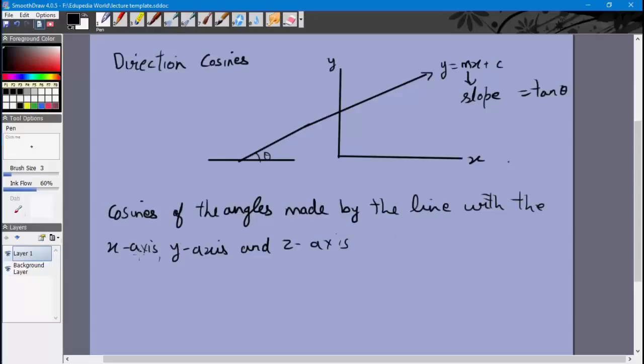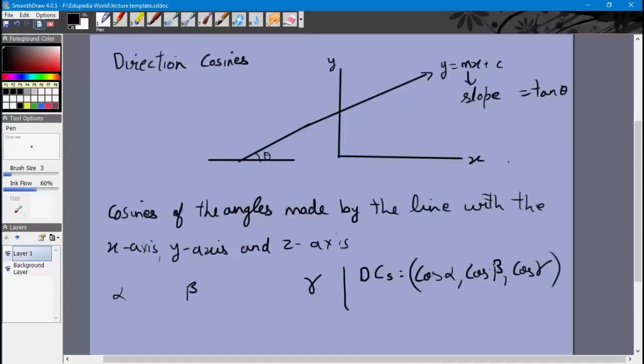So let's say the angle made with the x-axis for a line is alpha, the angle made with the y-axis is beta, and the angle made with the z-axis is gamma. Then the direction cosines, often referred to as DCs, will be cos alpha, cos beta, cos gamma.